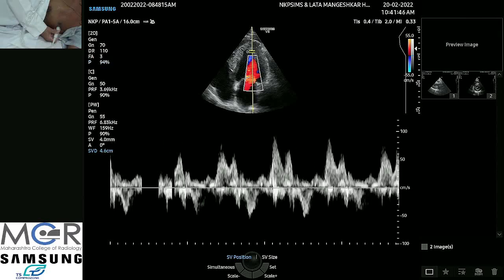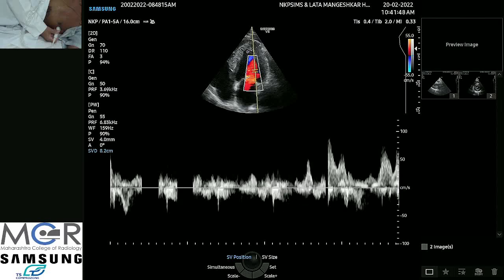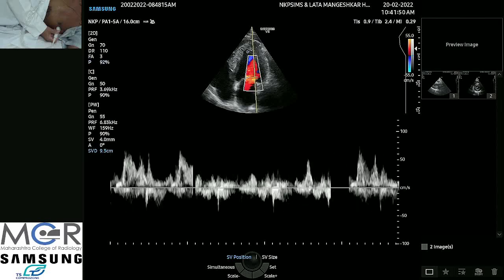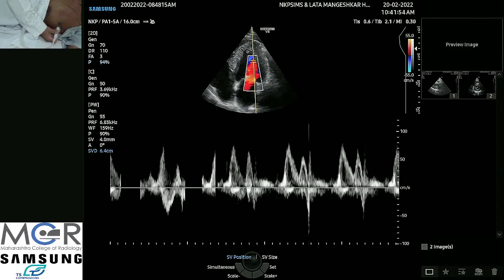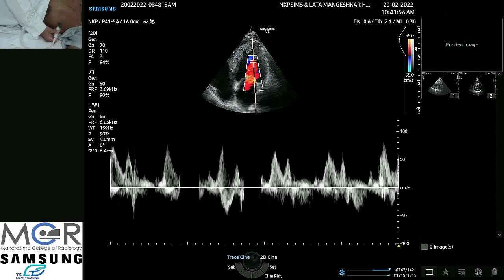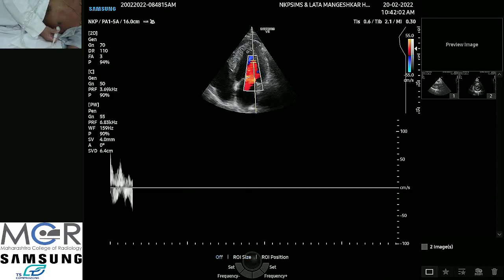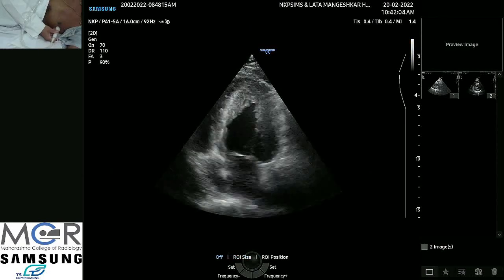Since there are uniform velocities, though there is no turbulence, you can make out these velocities are coming closer to the left mitral wall. These are from the left ventricle, mid left ventricle. So this is how you can properly pick up the location in PW but not in CW. CW can tell you about velocities, that I will show in some different patient.